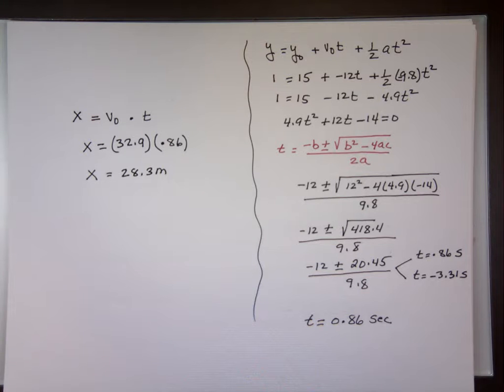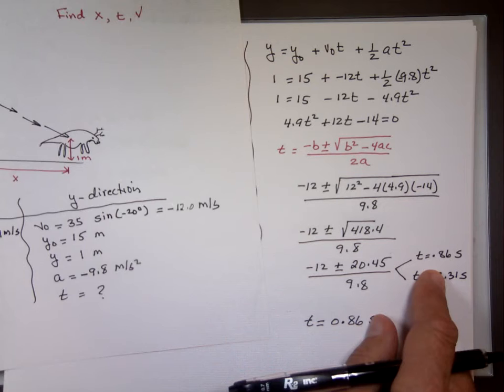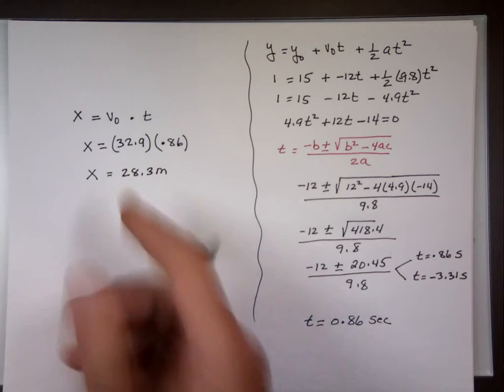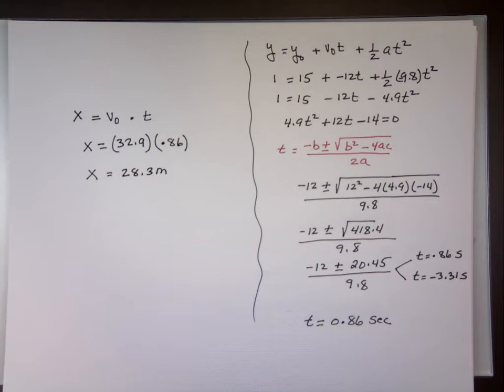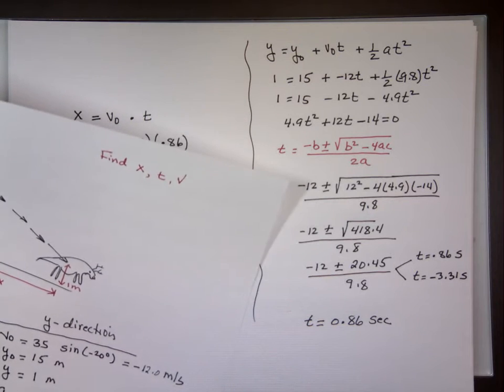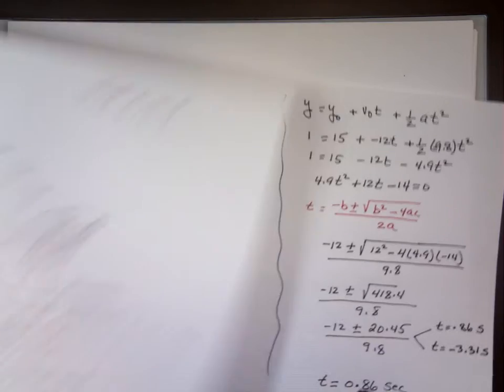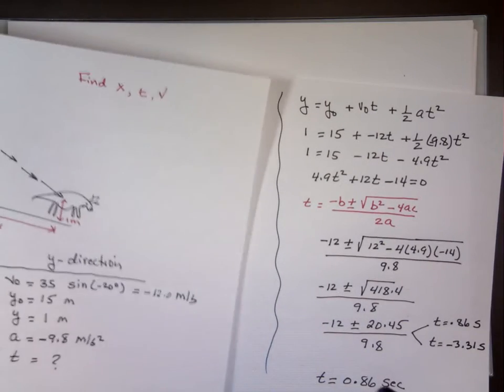Now, if you use by mistake, if you don't put the minus here, made that a plus, your time is going to be much larger than 0.86, which will make that distance obviously much bigger. And the last question, what was the velocity when that arrow hits the deer? Well, keep in mind, the velocity in the x direction stays the same. I need to know the velocity in the y direction.